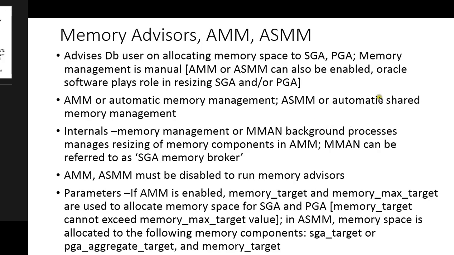So the first advisor is the memory advisor. Basically, a memory advisor is used to advise the database on how to allocate memory space for the SGA and the PGA. You have multiple choices, but generally most applications would have AMM enabled, which is automatic memory management. That means that Oracle is responsible for sizing your PGA and the SGA. SGA, of course, is system global area, and PGA is program global area.